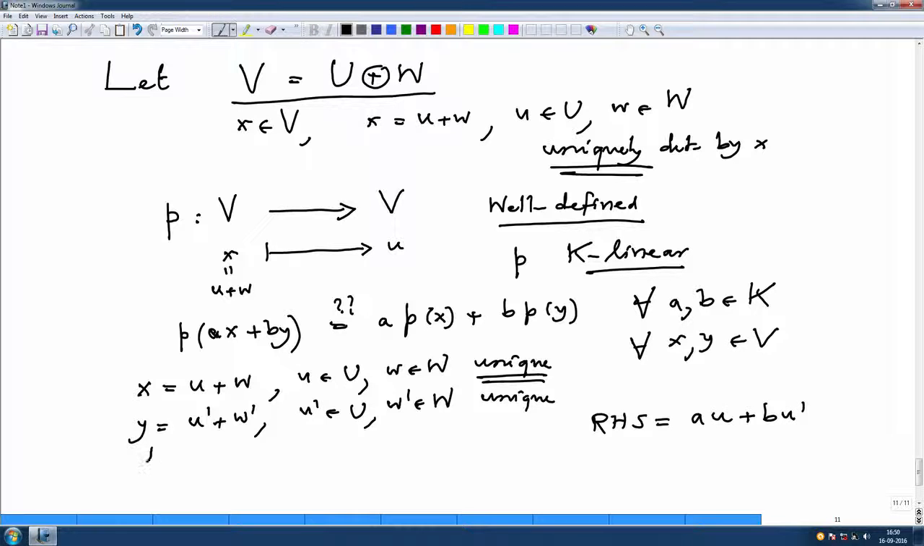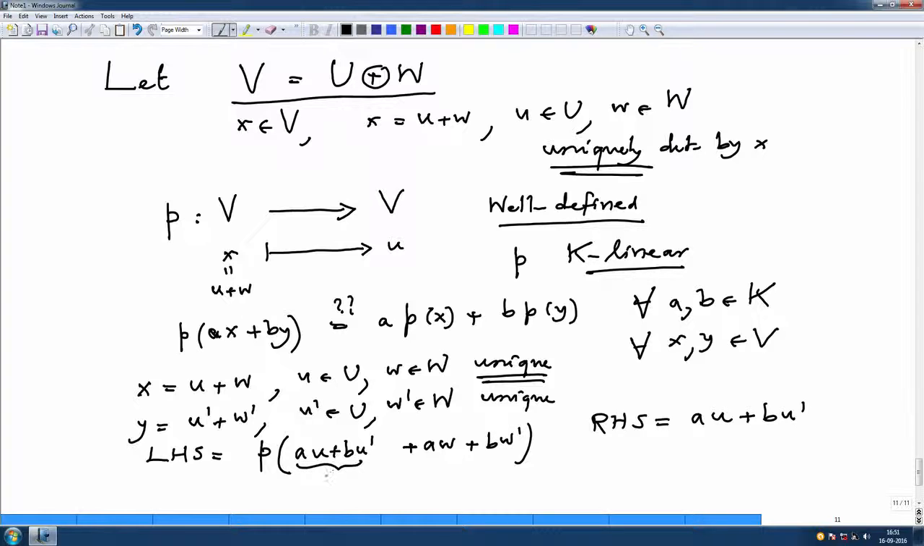What is the left hand side? LHS is, first I have to add this. So, when you add and collect the elements in U together, P of Ax is A times this. So, that is AU plus AW. I have written it apart because I want to collect. So, here it is U prime and times B. So, plus BU prime plus B W prime.